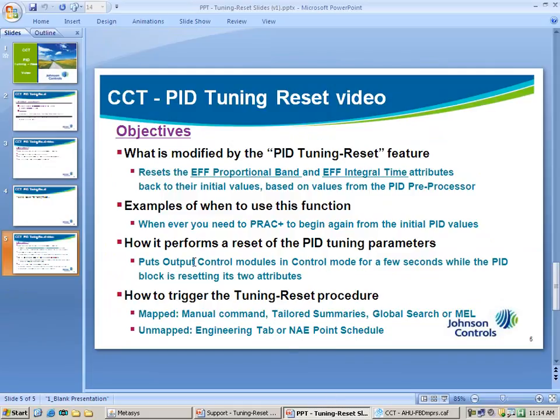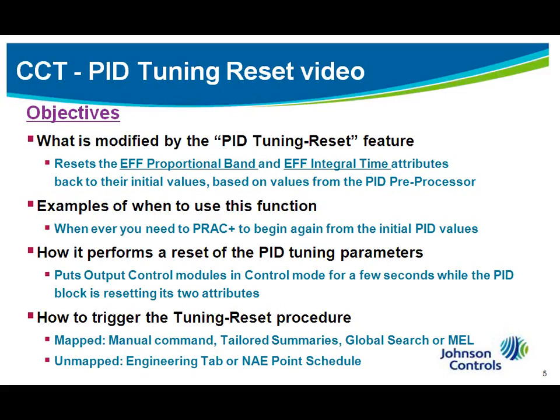Okay, now let's take a look at our objectives and answer some of those questions that were in the objectives. For example, what is modified by the PID tuning reset feature? Well, there are two attributes, effective proportional band, effective integral time. These are the attributes that will go back to their initial values based on the values by the PID preprocessor.